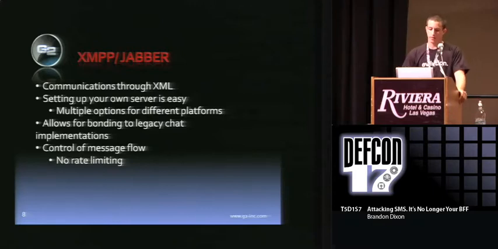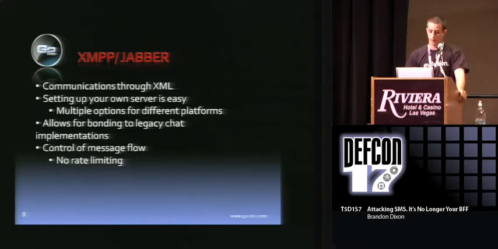Moving on to the next part, the XMPP and Jabber aspect of it. I put a few things on here that cover XMPP and Jabber that are of interest for what I'm going to be talking about next. The communications are done through XML. Setting up your own server is extremely easy. There are multiple options for different platforms. It allows for bonding to legacy chat implementations. What's meant by legacy is things such as AOL, Yahoo, things along those lines that aren't using XML.